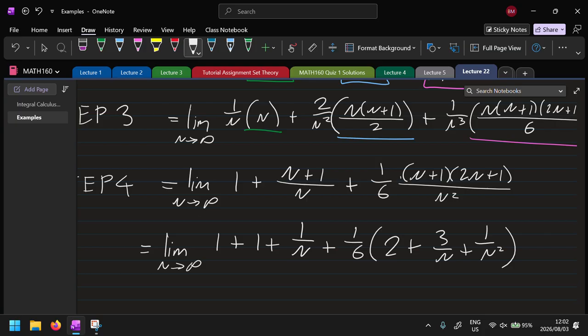Now, when we take the limit, it's very easy, because n's at the bottom. When n goes to infinity, 1 over n goes to 0. And we can just cross off anything with n now. So that goes, that goes, that goes. So much easier. If you expand it out, you just cross out everything with n.